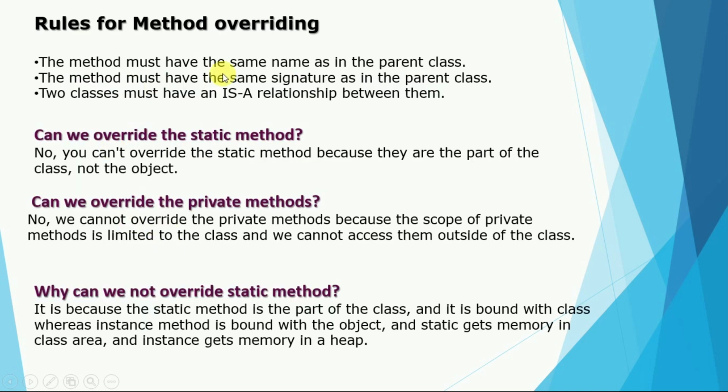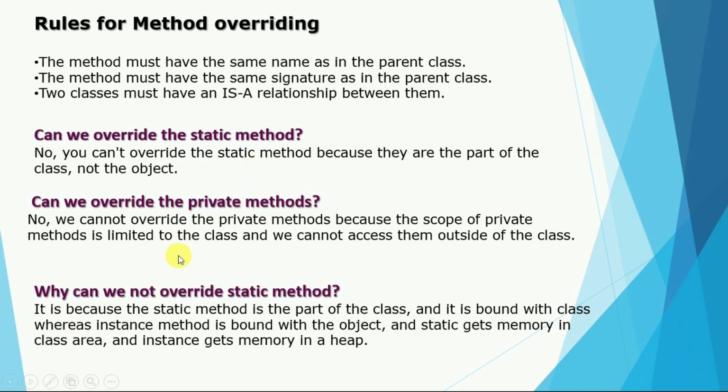Okay, so rules for method overriding, we already discussed. The method must have the same name as in the parent class, and the method must have the same signature, and we have an IS-A relationship, a child-parent relationship, between them. Can we override a static method? No, you can't override a static method because they are part of a class, not the object.